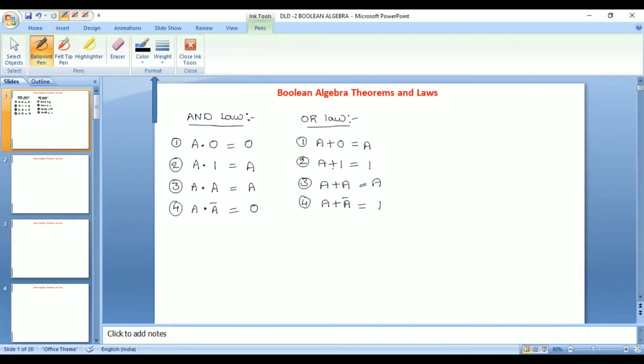So these 4 and these 4, total 8 properties. These 8 properties are very important while reducing the Boolean expressions. With the help of these laws only, we reduce the given expressions. Next, commutative law.